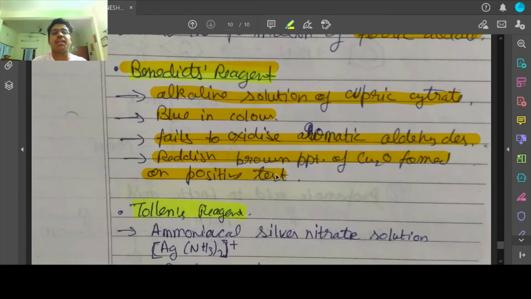So Benedict's reagent is blue in color, an alkaline solution of cupric citrate. It fails to oxidize aromatic aldehydes. A reddish brown precipitate of Cu2O is formed on a positive test. Okay, this is very important.